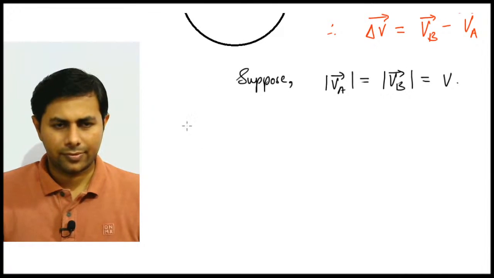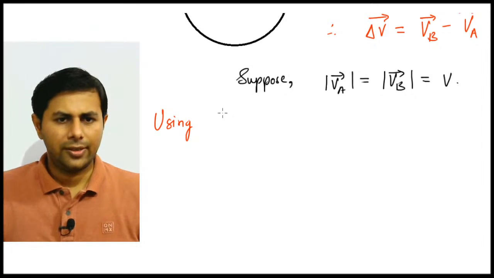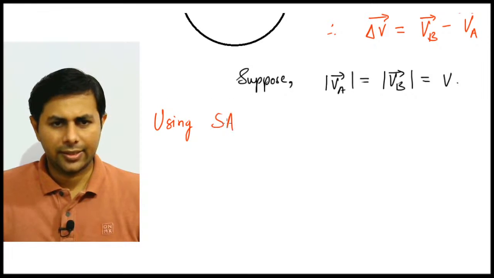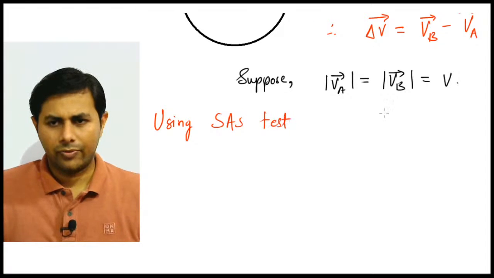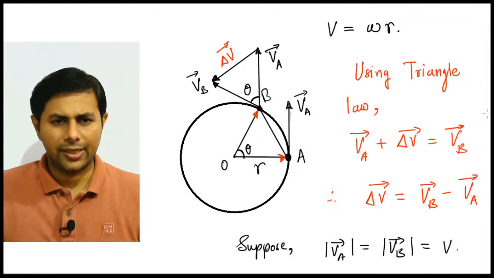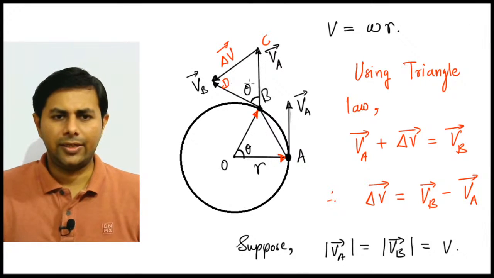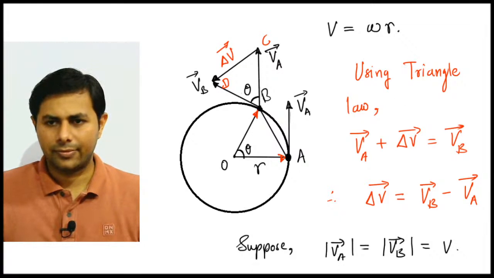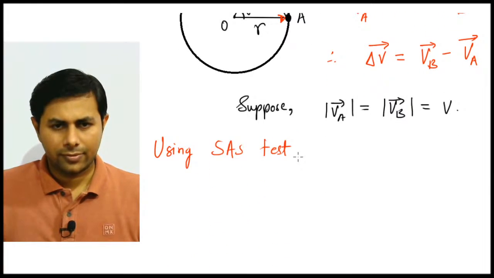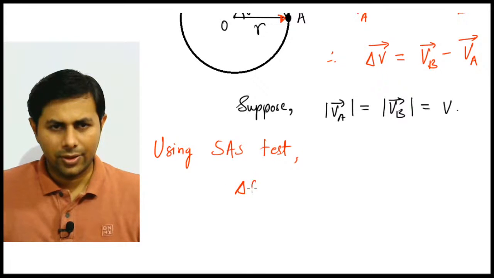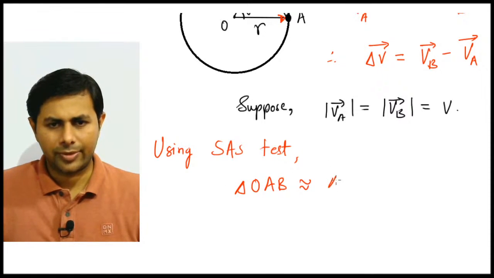So using SAS test, we can say that this triangle OAB, and let's call this one BCD, they are similar. Triangle OAB is similar to triangle BCD.